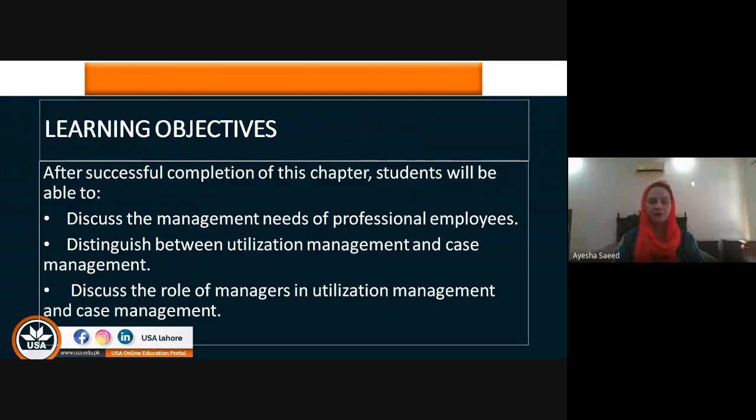The learning objectives of today's slides or today's chapter is to discuss the management needs of the professional employees. Do they need to be managed and how do they need to be managed? Utilization management and case management, and discuss the role of managers in utilization management and case management. These are the two new concepts that we are going to be doing in today's class, and we'll get to know what these two terms are.